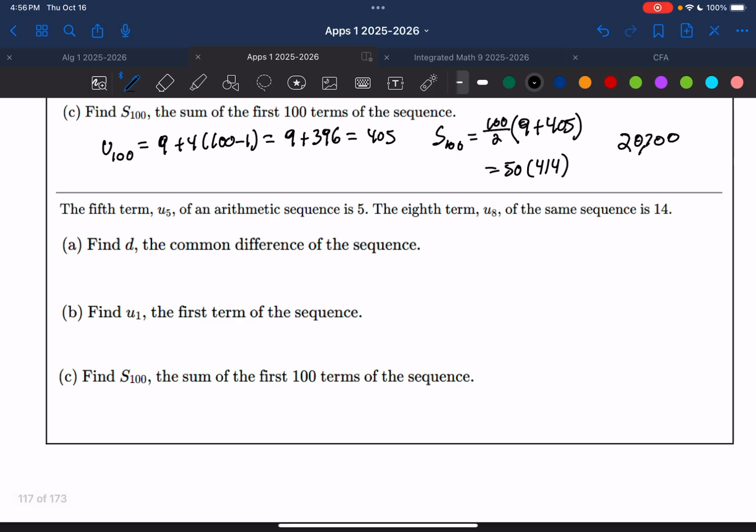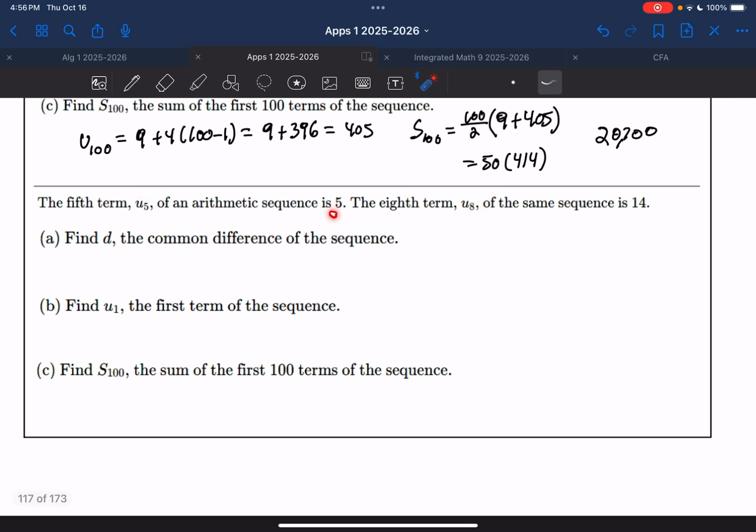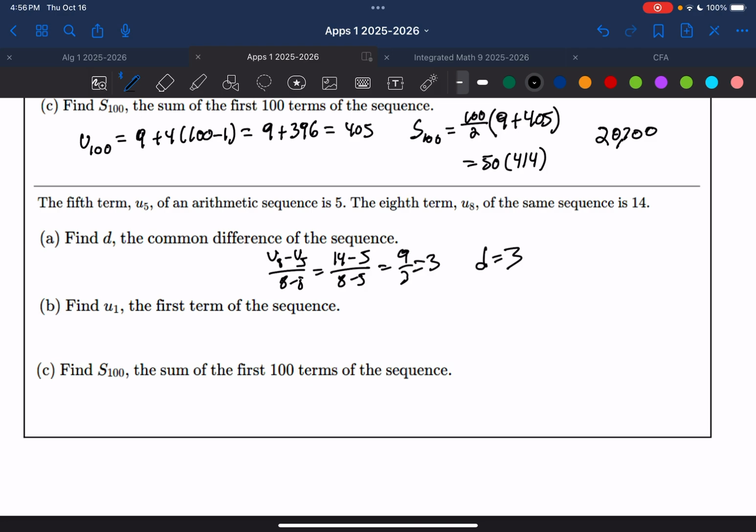So now the fifth term of an arithmetic sequence is 5. The 8th term of the same sequence is 14. So now we're finding the common difference of the sequence. So again, if you're covering over the course of 3 jumps, you're covering 9 units. So U8 minus U5 over 8 minus 5 is the same as saying 14 minus 5 over 8 minus 5, which is 9 over 3, or 3. So our D is 3.